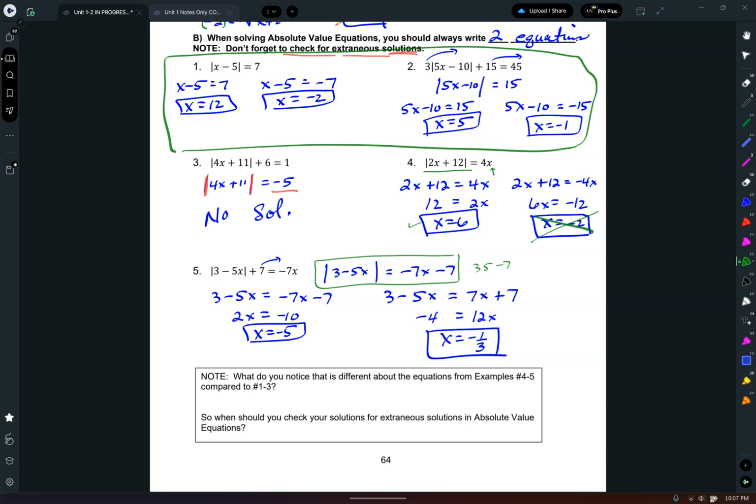What about if I put in a negative 1/3? Start with the right side. If I put in a negative 1/3, I'm going to have 7/3 minus 7. That's negative. 7/3 minus 7 is negative, and there's no way the absolute value can equal a negative. So that one is extraneous.